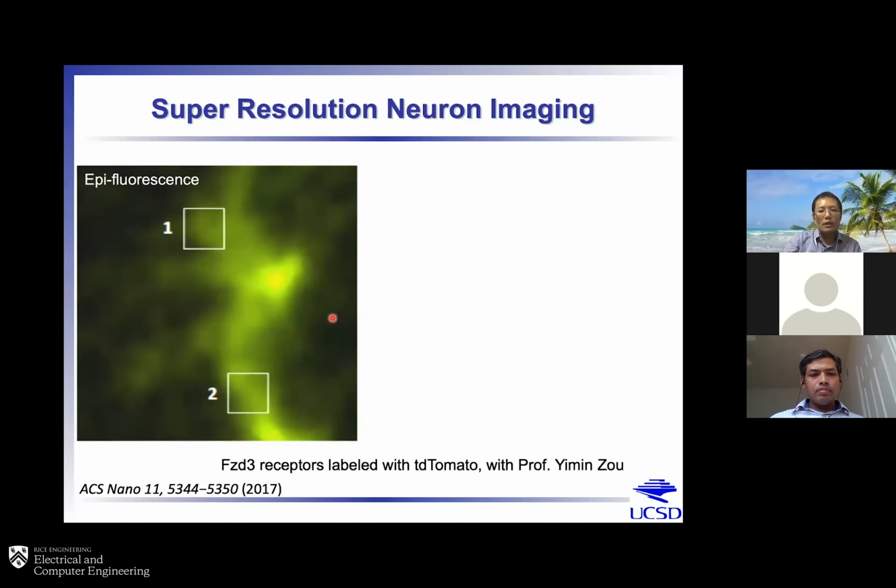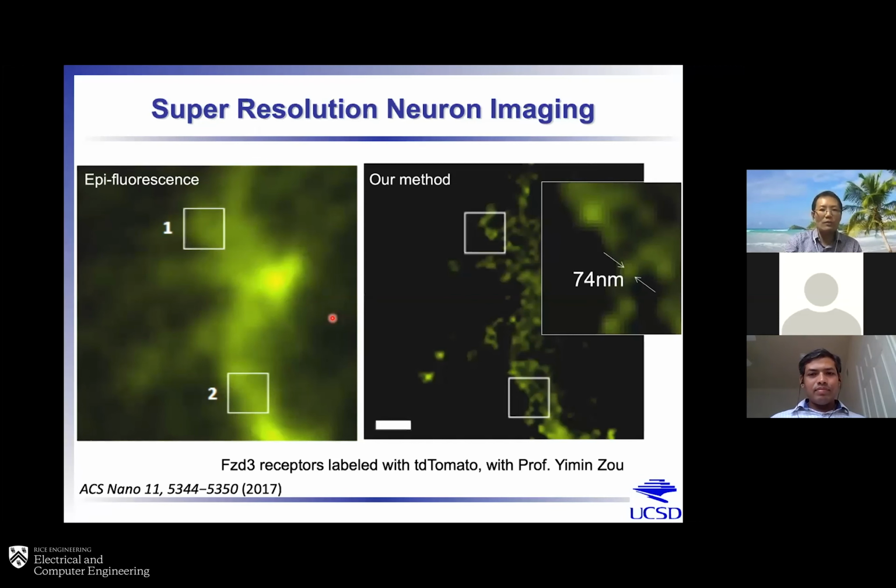And I realized that if you want to make this imaging technology more meaningful, you probably have to work together with biologists. This is one of the first experiments we've done with local neuron biologists. We studied the neuron imaging; this is without our method, epifluorescence imaging, and with our method you can clearly see much better resolution. Okay, and you can see small features like 74 nanometers clearly resolved.